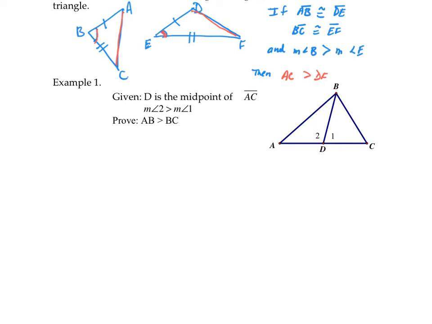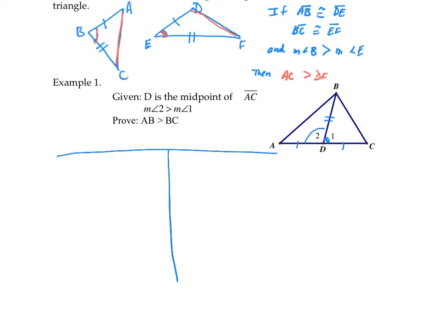So we're given that D is the midpoint of line segment AC. So think about that. That means that line segment AD will be congruent to line segment DC. We're also given that the measure of angle 2 is greater than the measure of angle 1. So we definitely have an angle larger than another angle. And notice that the two triangles, the triangle on the left, ABD, and the triangle on the right, BDC, share line segment BD in common. So we can use our new theorem to prove our statement that AB is greater than BC. So let's set up our two columns.